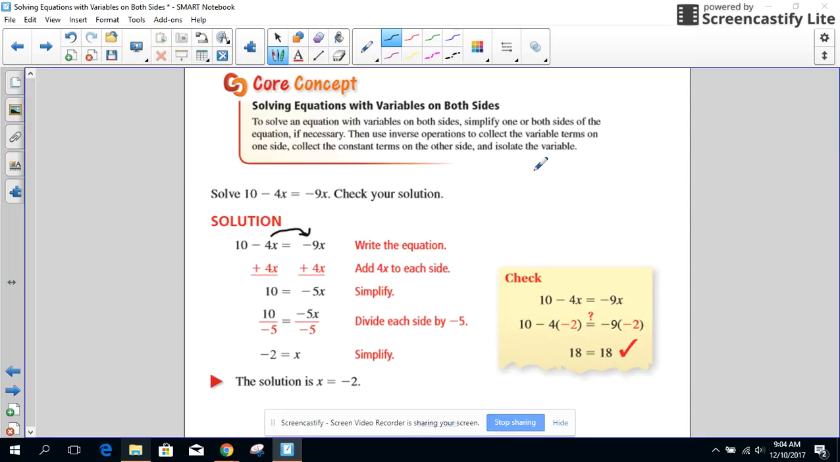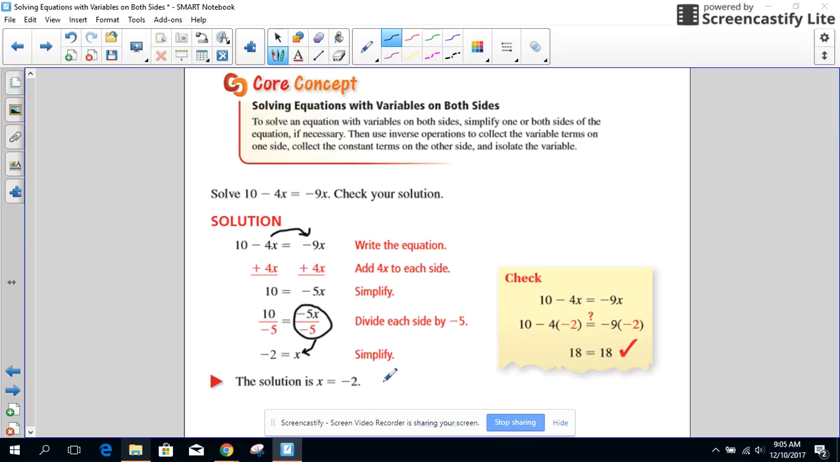When we move the 4x, we are left with 10 equals a negative 5x. We must then try to move the coefficient away from the variable, and in doing that, we would divide by negative 5. When we divide by negative 5 on both sides, we are then down to our solution of negative 2 is equal to x.